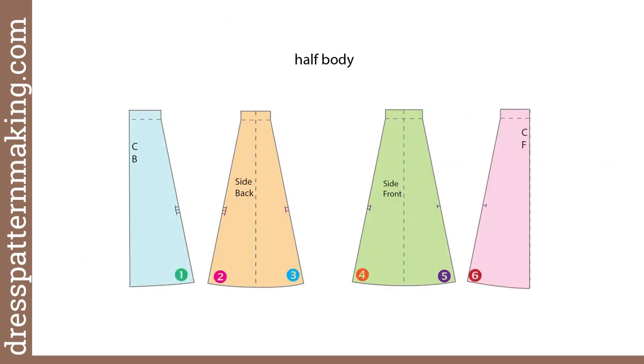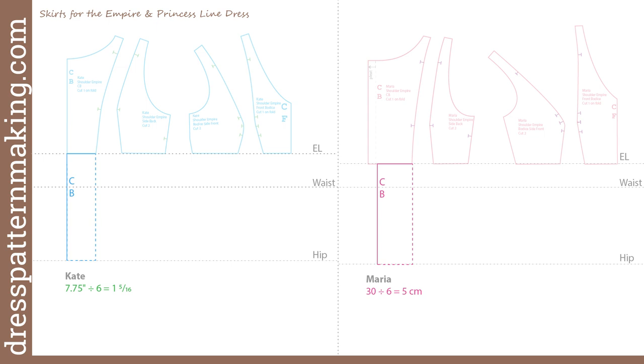As it's distributed over the 6 places shown for the half pattern, we divide it by 6. So for Kate, 7 3/4 inches divided by 6 is 1 5/16 of an inch, and for me, 30 divided by 6 equals 5 centimetres. Now we could add this to each one individually, but the way I'm going to do it is just to draft one. I'm just going to draft the centre back and then use that as the template to draft the others.